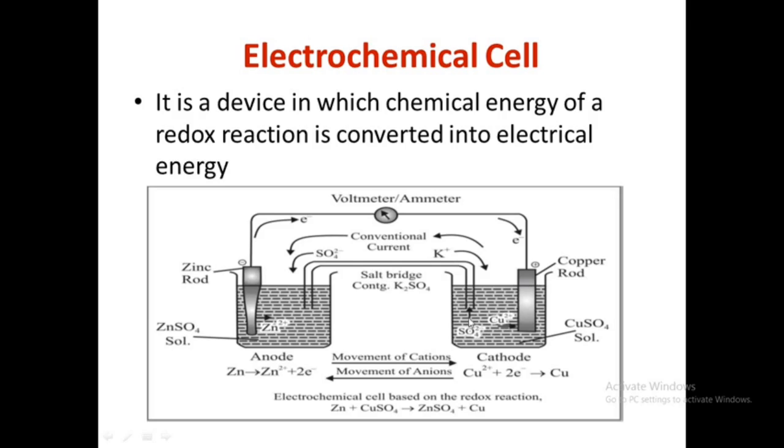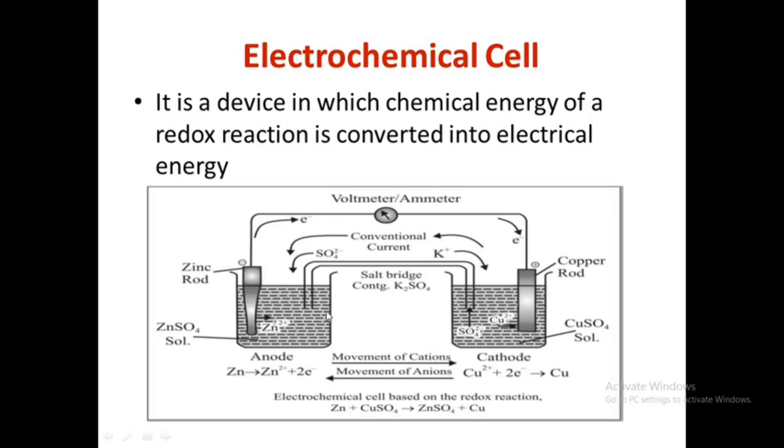That means in case of copper sulfate solution, the sulfate ions are increasing and the extra sulfate ions move through the salt bridge to the zinc sulfate solution. That means the sulfate ions will move through the salt bridge to the half cell containing zinc sulfate, and the salt bridge will maintain the overall concentration of sulfate ions equal in the two half cells. So these two are important functions of the salt bridge.